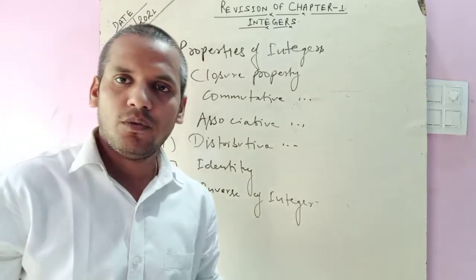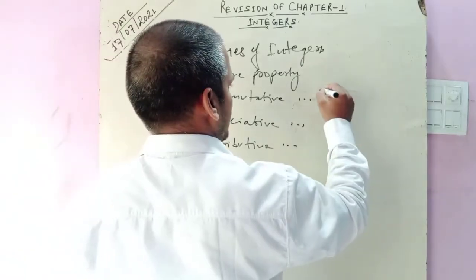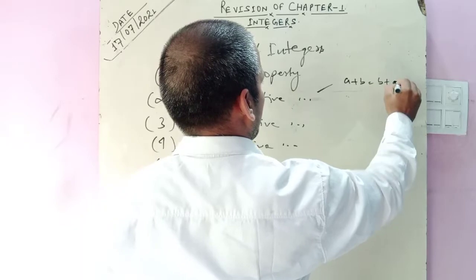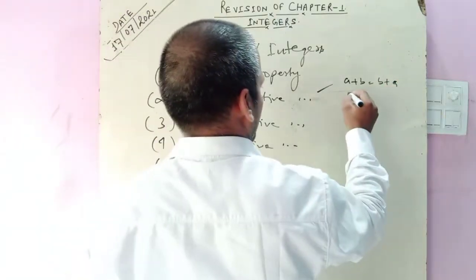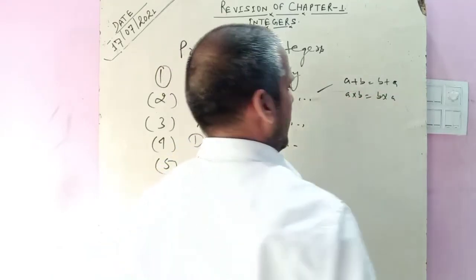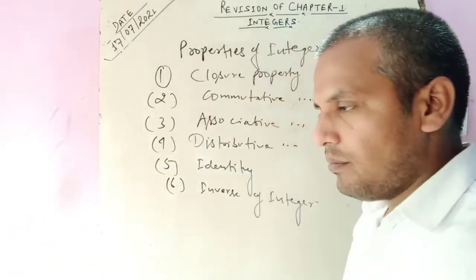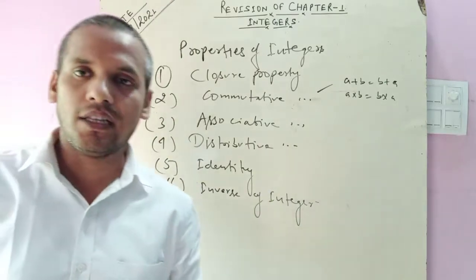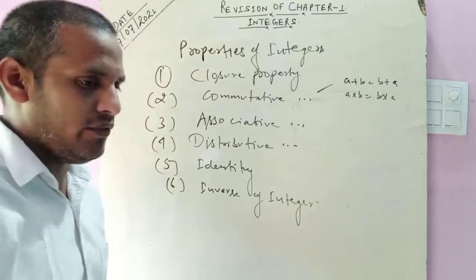Commutative property, we use the commutative property for two terms, for addition and multiplication, like a plus b and b plus a. The value of a plus b is equal to b plus a, or the product of a into b and the product of b into a are the same. If we add a plus b or b plus a and their results are the same, we can say it holds the commutative property under addition.